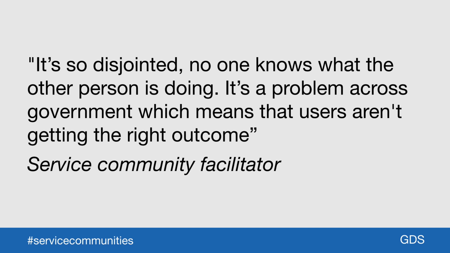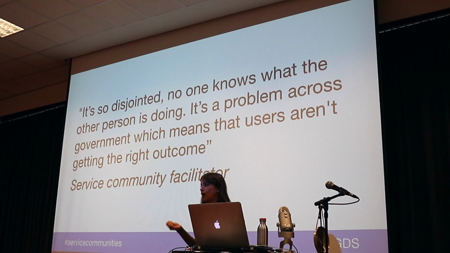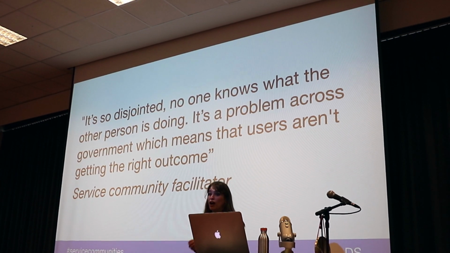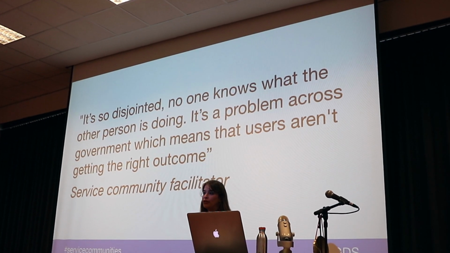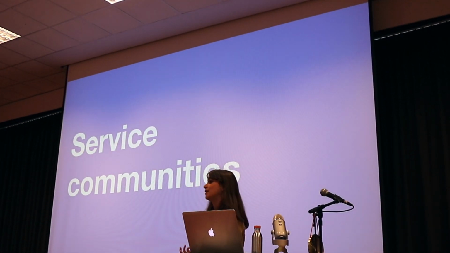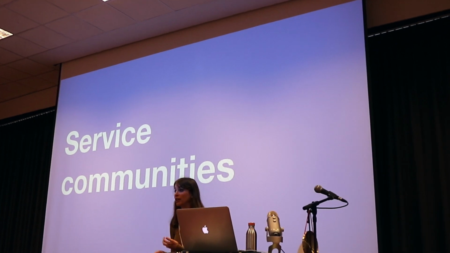And this is a quote of one of the community facilitators that summarizes the environment we're working in. "It's disjointed. No one knows what the other person is doing, and it's a problem across government," which means users are not getting the right outcomes. Actually, users are dropping off the service that government is providing and not completing what they set out to do.